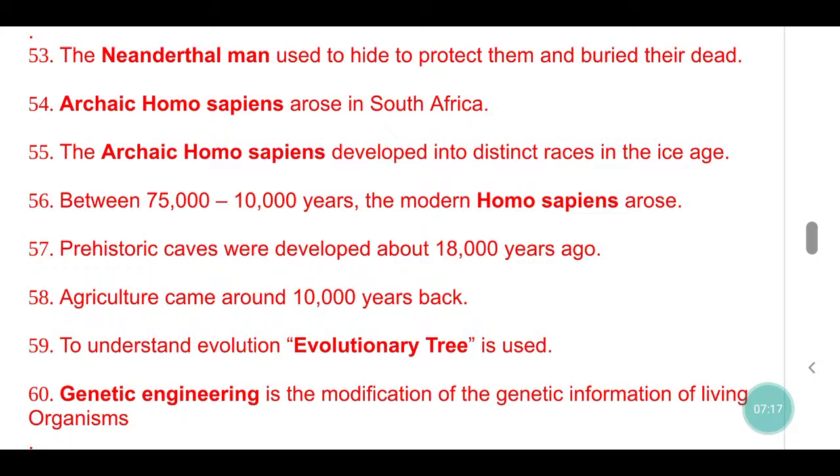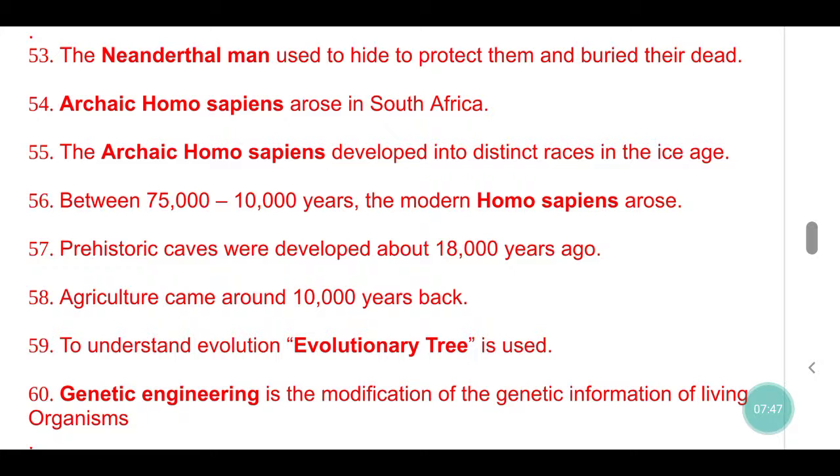Early Homo sapiens arose in South Africa. The early Homo sapiens developed into distinct races in the Ice Age. Between 1500 to 10,000 years, the modern Homo sapiens arose. Prehistoric caves were developed about 18,000 years ago. Agriculture came around 10,000 years back.